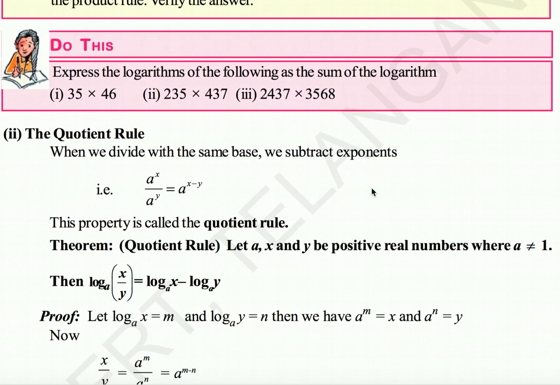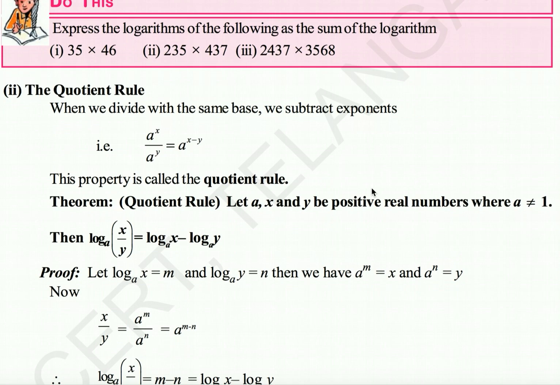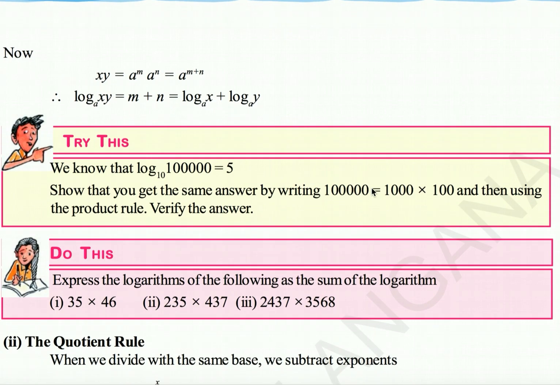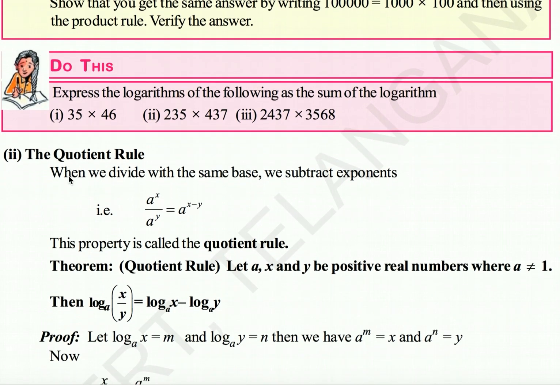Express the logarithms of the following as the sum of the logarithms. That you can do by taking 10 as the base. Let's say log of 35 into 46 equals log 35 plus log 46. That is what he was telling us to do.